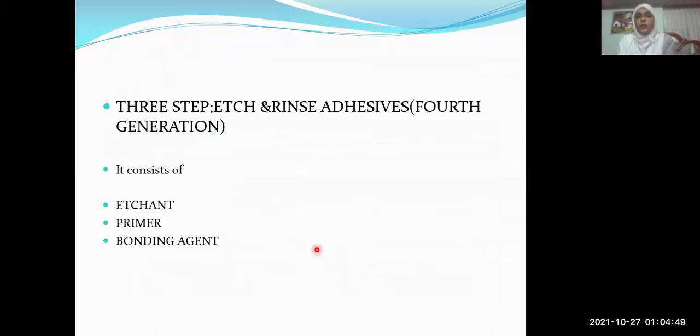Now, as we have seen the basics of how it is occurring and how the bonding agents have been working, now we will see the fourth generation.